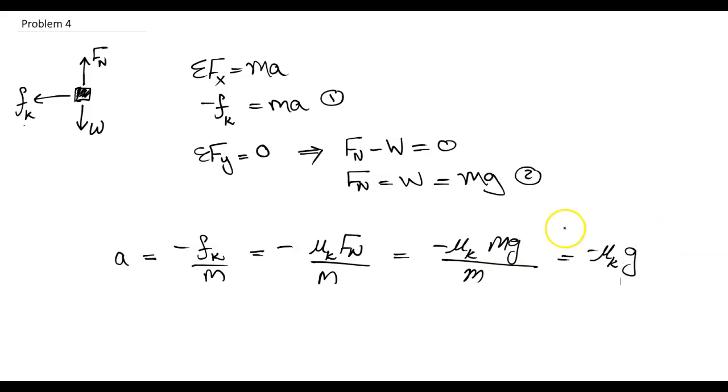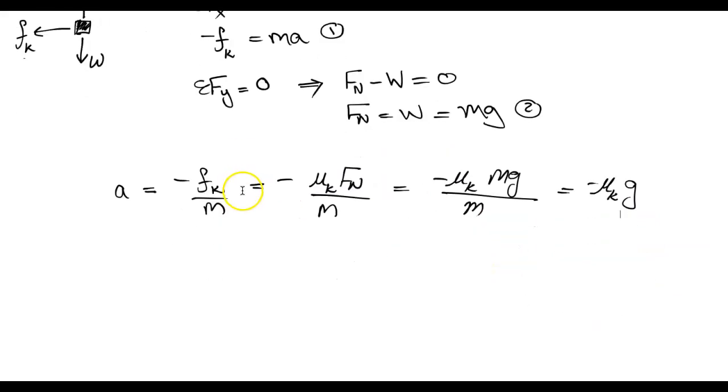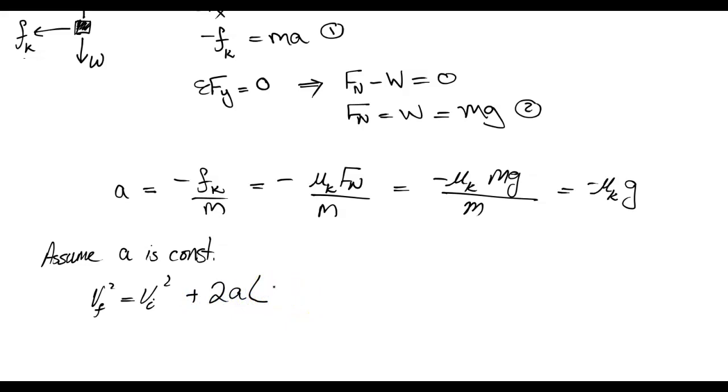If we now assume that the acceleration is constant, let's write down assuming a is constant, which it is, right? Because the coefficient of friction is not changing, g is not changing. Then we can say that V final squared equals V initial squared plus 2 times a times x final minus x initial, or we can rewrite this as V initial squared plus 2a delta x.